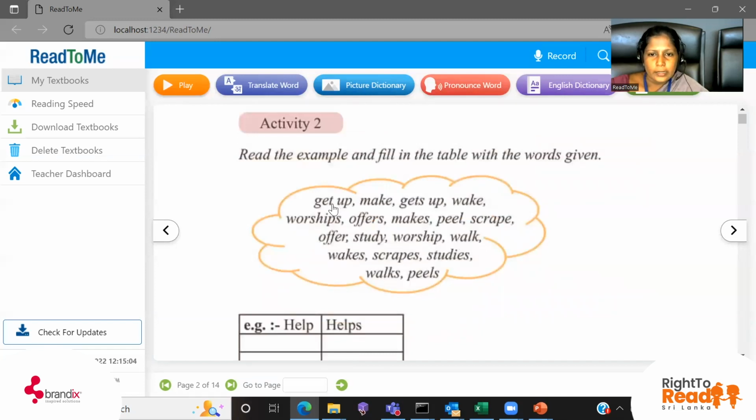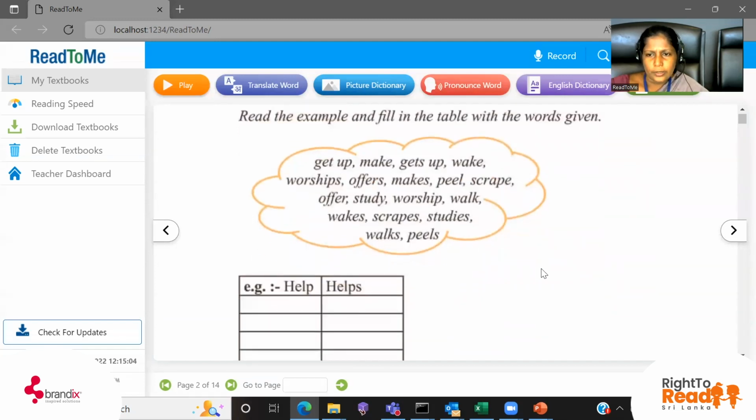So, see now, children, you have been given an example also. They have given help and you have to put S and write helps. Like that way, all the things are here, right? So the one given is get up. How are you going to write? It's available here. Yes, get up.